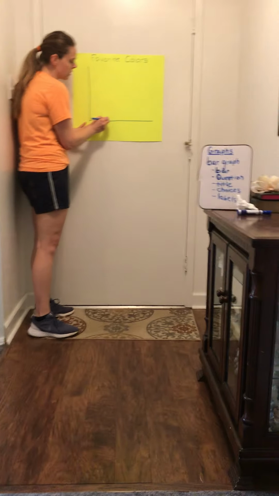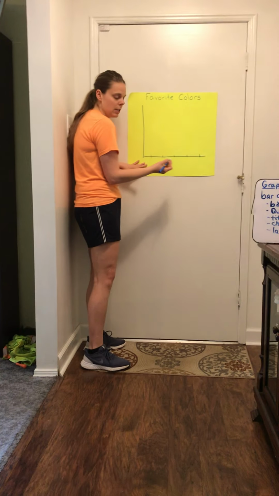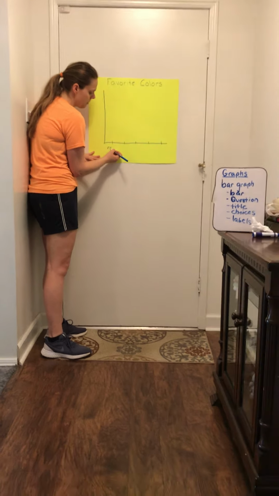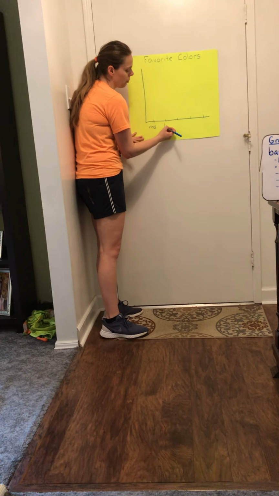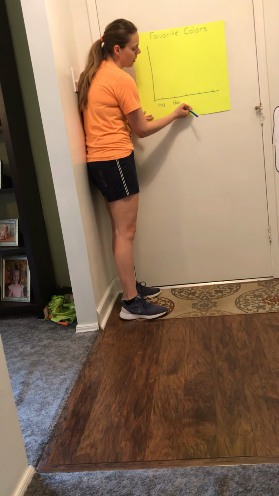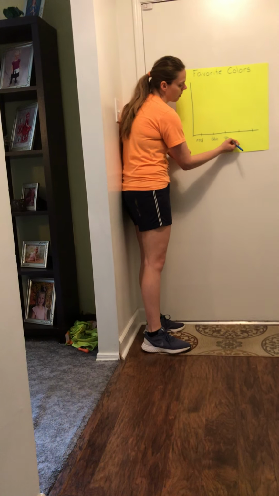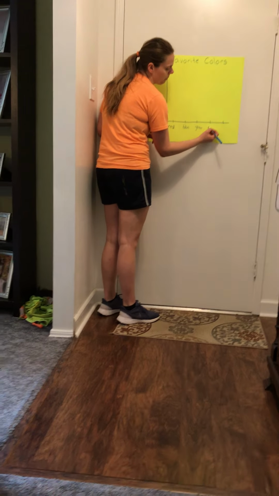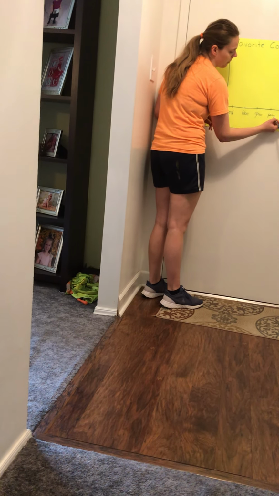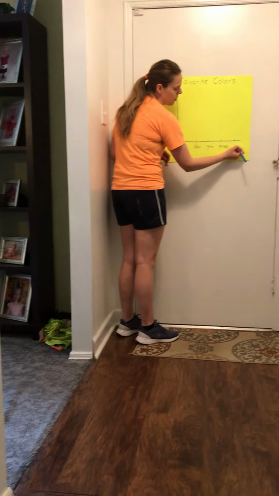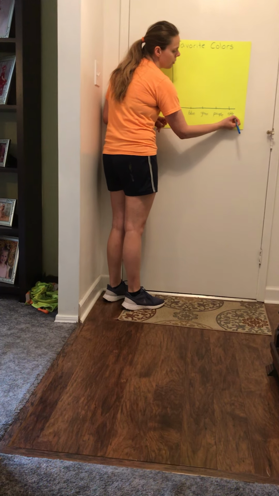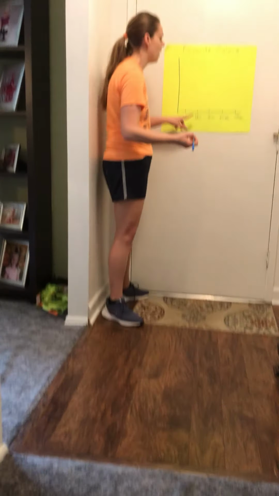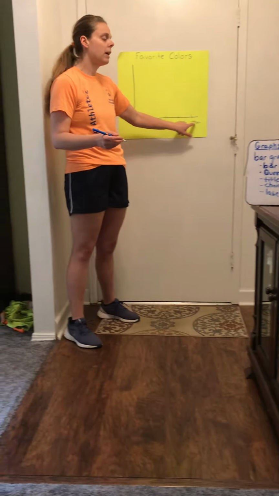All right, so now we're going to give the choices first. Since it's favorite colors, our choices are going to be color choices. So we're going to do red. Let's do blue. We'll do green. Purple. And then we'll do other over here. So if one of those is not your favorite color, red, blue, green, or purple, you would pick other.